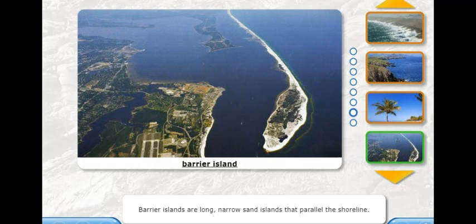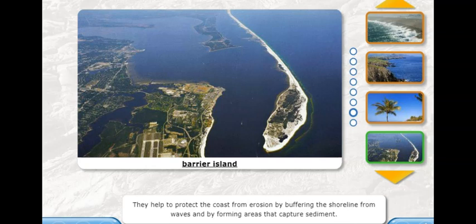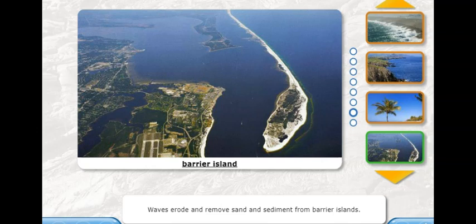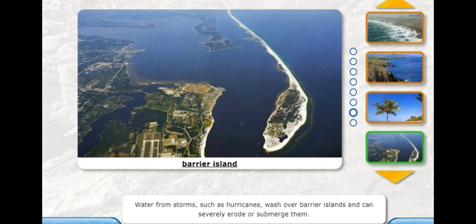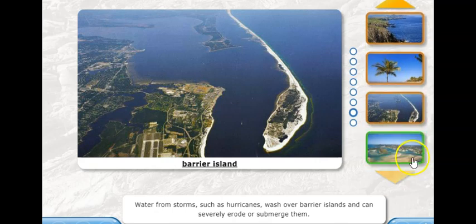Barrier islands are long, narrow sand islands that parallel the shoreline. They help to protect the coast from erosion by buffering the shoreline from waves and by forming areas that capture sediment. Waves erode and remove sand and sediment from barrier islands. Water from storms, such as hurricanes, wash over barrier islands and can severely erode or submerge them.